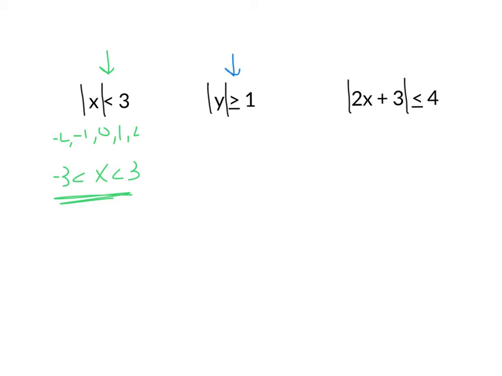This one, greater than, means the distance is greater than 1 away from 0. So it would be like 1, 2 is further than 1 away, 3 is further than 1 away. You could keep going forever. And also you could start at negative 1 and do the same thing.